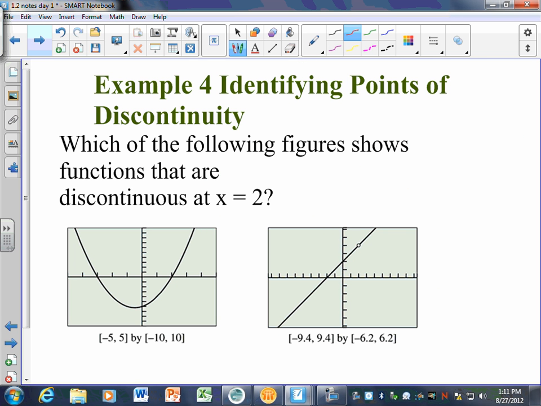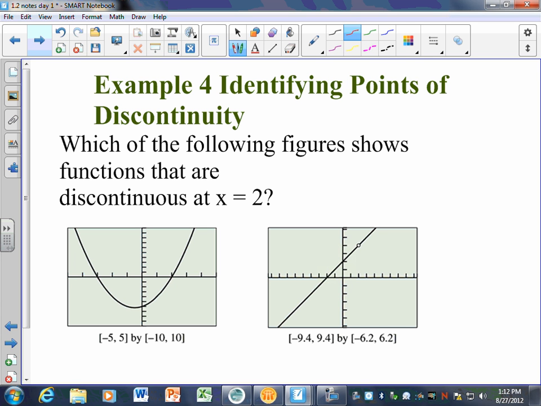And so this one is a really easy example here. I only put it on here because I was printing these out for you. But which of the following figures shows functions that are discontinuous at x equals 2? The parabola or the line?